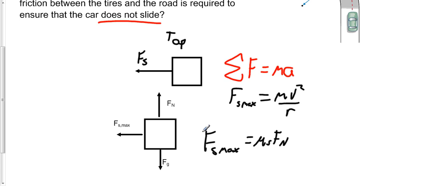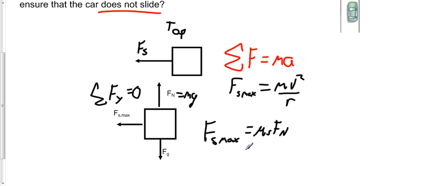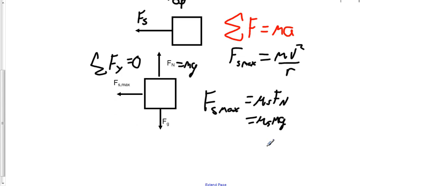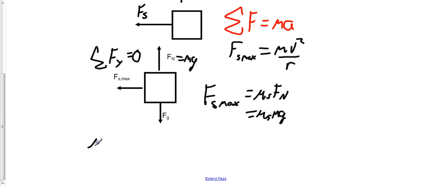And in this case, we can say that the Fn and the Fg need to be the same value. Hopefully you can see that because the sum of the forces in the y direction, the forces going up, is going to be equal to 0. We know that because vertically, this car is not accelerating. It's not going off of the road and it's not going into the road, so these have to be the same. So we can summarize this as Fs max is equal to mu s mg. All we're going to do now is combine these two equations, and we're going to come up with an expression that says mu s mg equals mv squared over r.